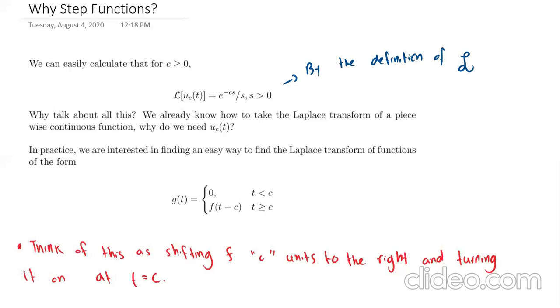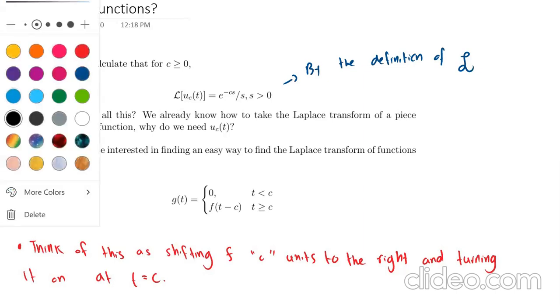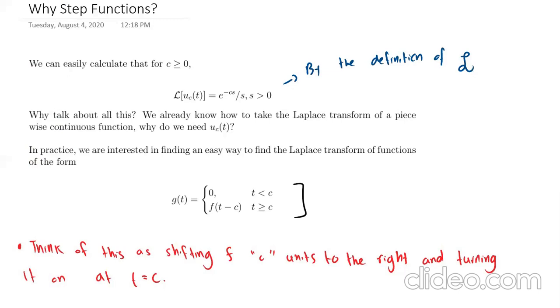Now, like I said, in general, we're interested in finding a faster way to compute the Laplace transform of a function that might look something like this. It's 0 for t less than c, and then for t greater than or equal to c, you can think of us switching on the switch, and now the function is not 1, but f of t minus c. So you can see how this relates to step functions, because something is off for t less than c, but for t greater than or equal to c, we turn that thing on. In this case, we're turning on the function f of t minus c.